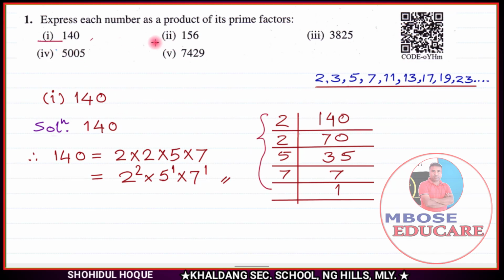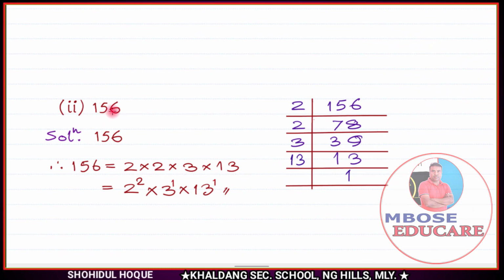Now we shall solve part number 2. So this is part number 2, 156. We shall write solution 156. Now this 156 we shall write here, and 156 is divisible by 2, so we shall divide it by 2 as 2 is the first prime number. 156 divided by 2, answer 78. Again 78 we can divide by 2, answer will come 39. And 39 we cannot divide by 2, it is divisible by 3. When we divide 39 by 3, answer we shall get 13.